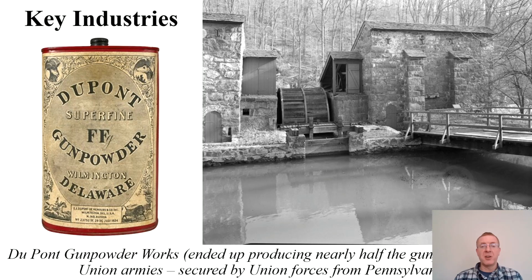DuPont Gunpowder Works, and DuPont's been around for a while now, but they are absolutely crucial. It's one of the largest gunpowder businesses in the country. And the DuPont Gunpowder Works, which is in New Castle County and is headquartered in Wilmington, is going to end up producing half the gunpowder used by the Union armies throughout the American Civil War. That is incredibly significant. And that is why Abraham Lincoln, when he becomes president, is going to get Union forces from Pennsylvania to occupy the gunpowder works there.